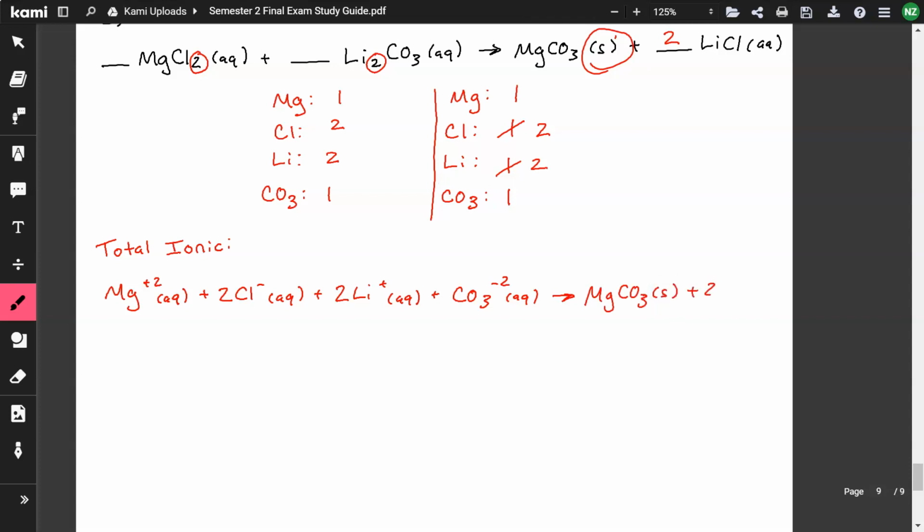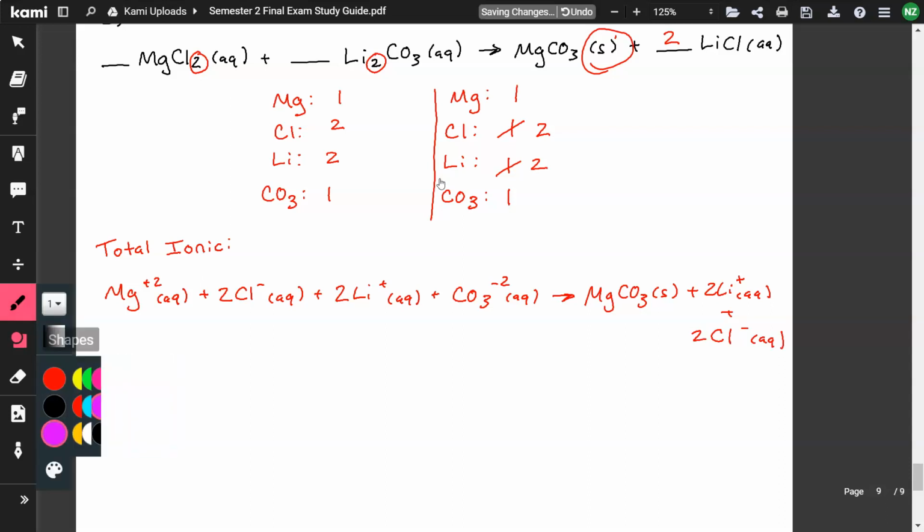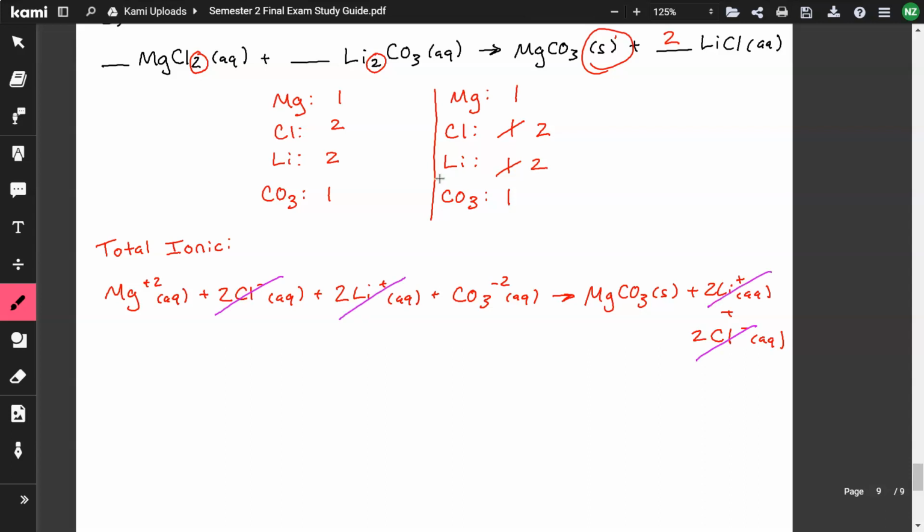And then we have 2 lithiums, and then we have 2 chlorines. Okay, that's our total ionic. We look for anything that exists on both sides to cross off. So that's going to be our chlorines, our lithiums, and that's it. Next is our net ionic.